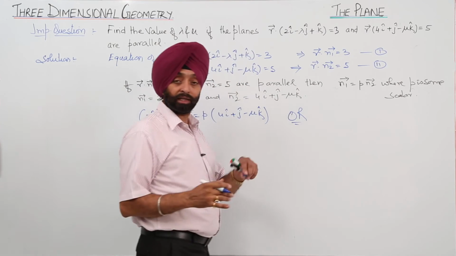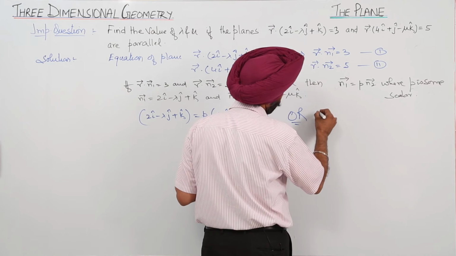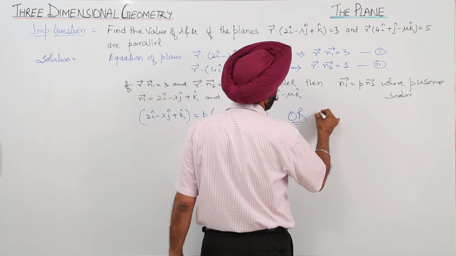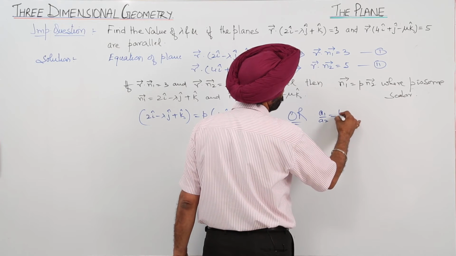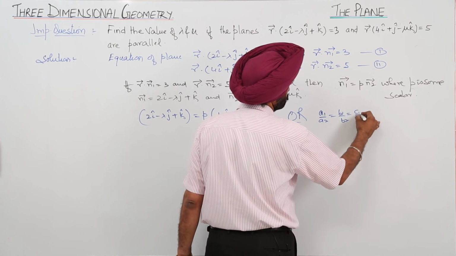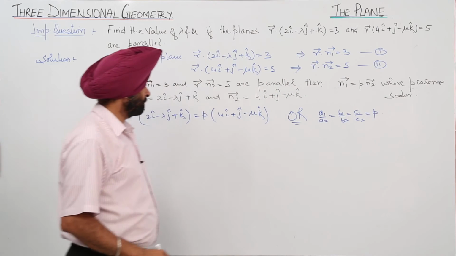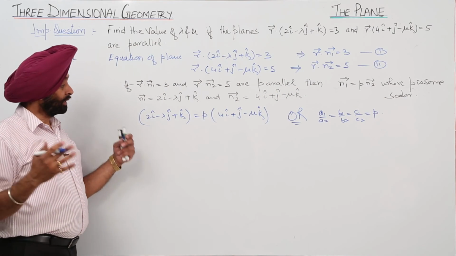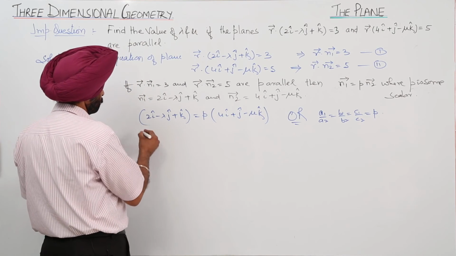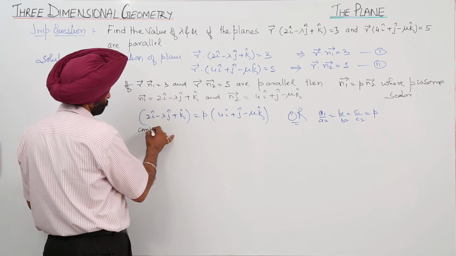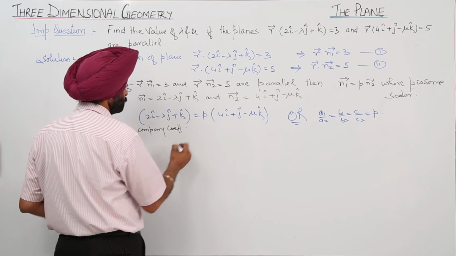Or we can directly write it by comparing the coefficients. We can write a1 upon a2 is equal to b1 upon b2 is equal to c1 upon c2 is equal to p. Okay, you can go with any method. Okay, so now we are comparing coefficients.